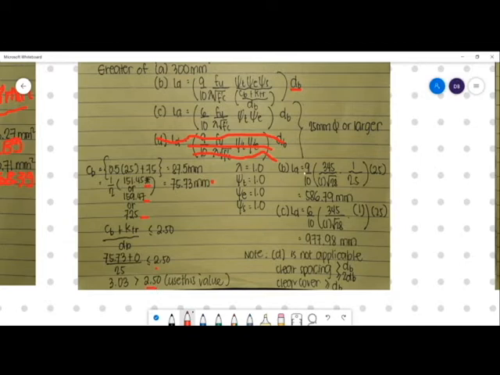Solving for formula B, 9/10 times 345 over 1 times square root of 28 times 1 over 2.5, multiplied by 25. Our LD required is 586.79. And then formula C, 6/10 times 345 over 1 times square root of 28 times 1 times 25, 977.98. So this is our minimum development length.